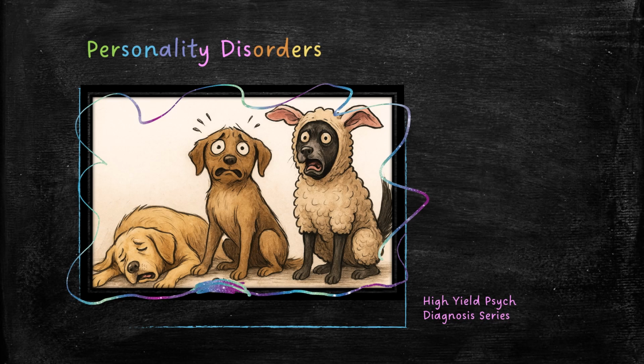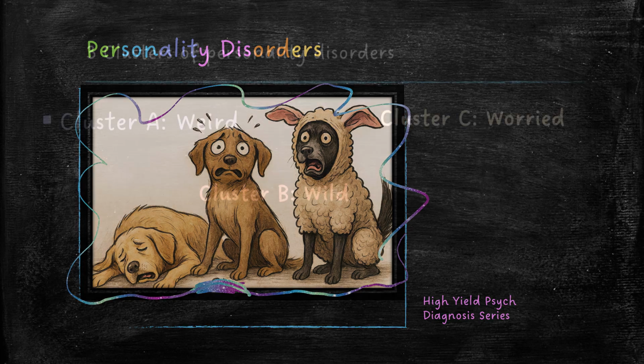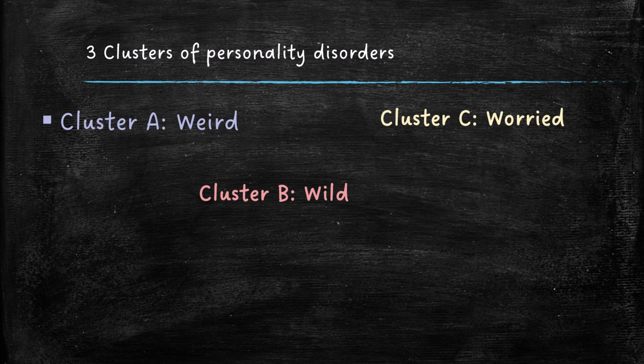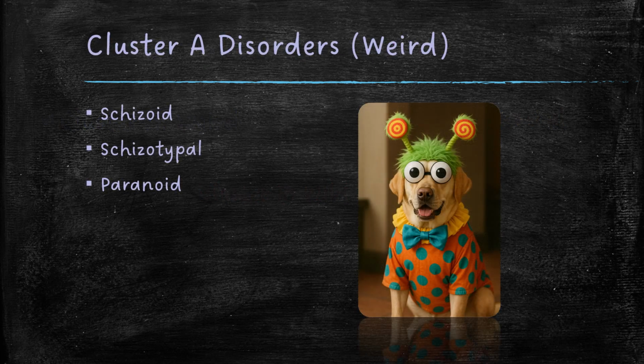You will get tested on personality disorders, so you have to know how to recognize them quickly, which is what we are going to do in this video. The personality disorders can be categorized into 3 different groups: Cluster A, the weird; Cluster B, the wild; and Cluster C, the worried. In Cluster A, there's schizoid, schizotypal, and paranoid personality disorder.